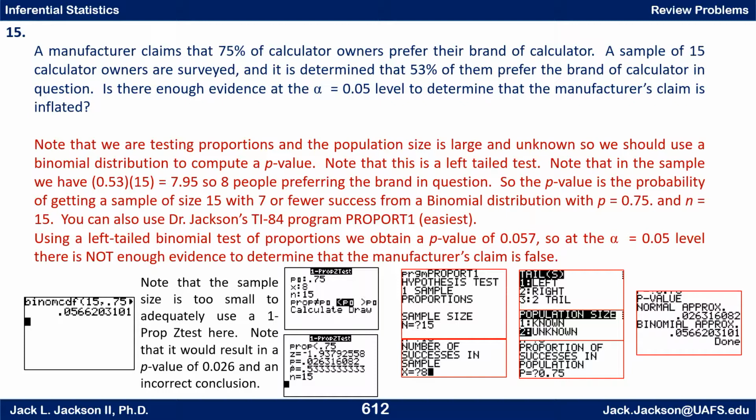Notice you would have gotten a different conclusion had you used the normal approximation here. And notice here is the 1 proportion z test on the calculator. Again, it returns the same p-value as given right there. We see that that's not appropriate. The actual p-value is determined from a binomial CDF, which is what this program is using. So in any event, we do not have enough evidence to reject the manufacturer's claim and say that it's false.